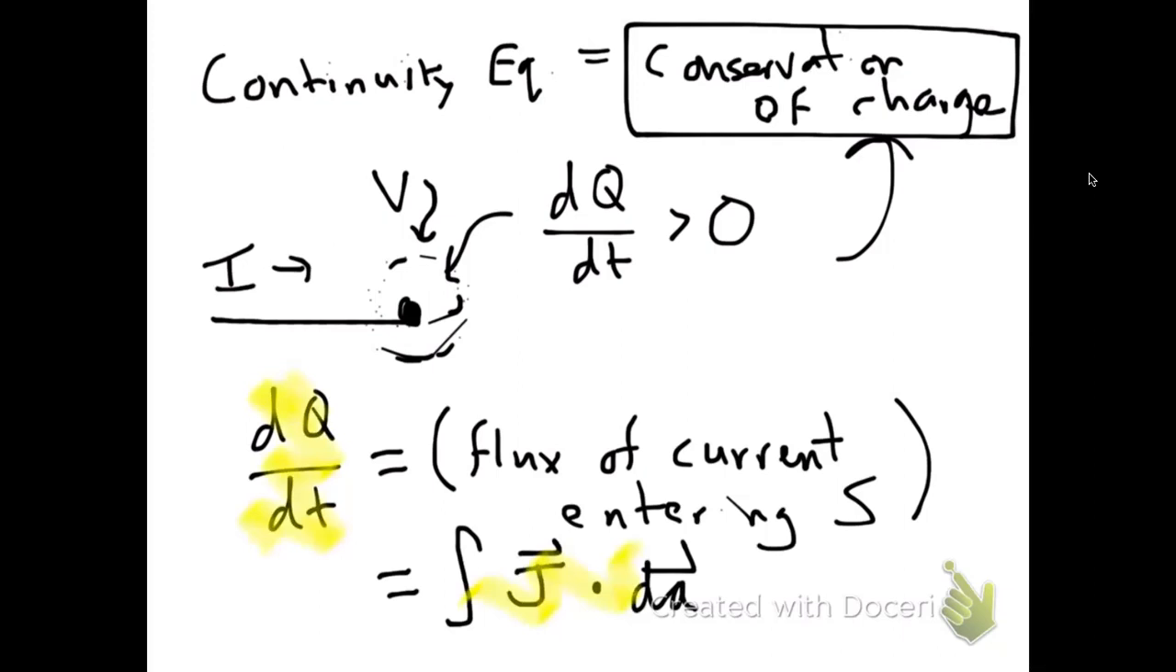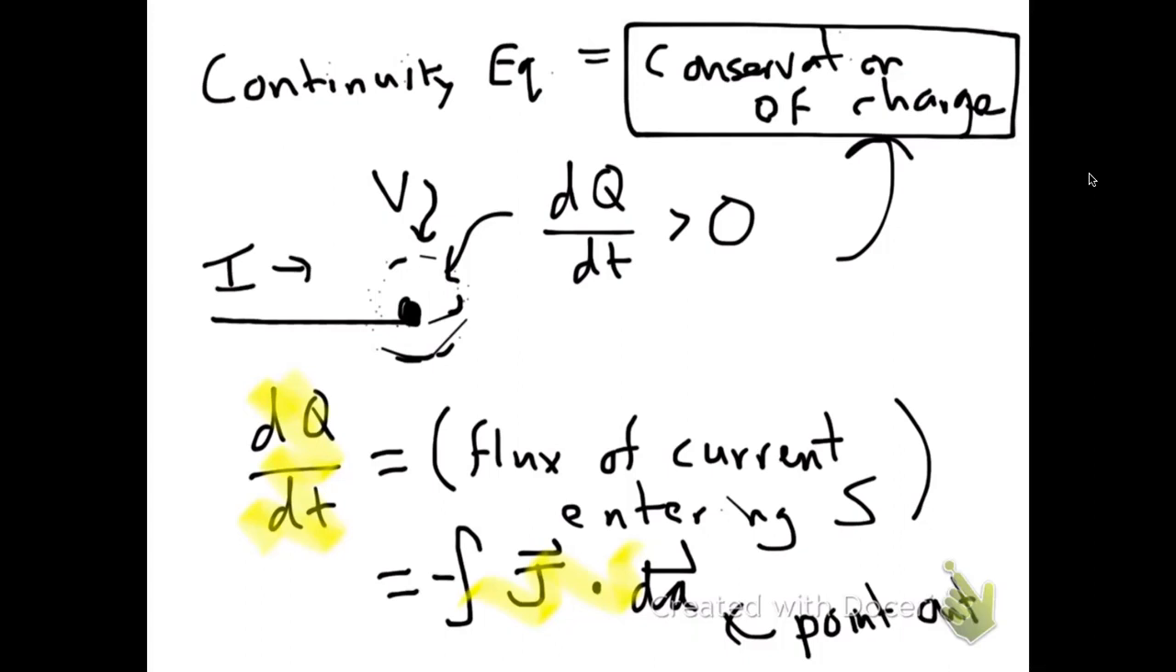Except there's a problem, which is that this equation as it is, dq dt, is the flux of the current leaving S. And that's because dA points outward. So we have to throw in a minus sign. So dq dt inside a volume is equal to minus the flux of J through the boundary of that region. And that is the equation version of conservation of charge.